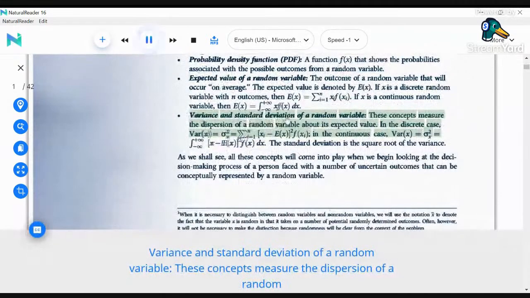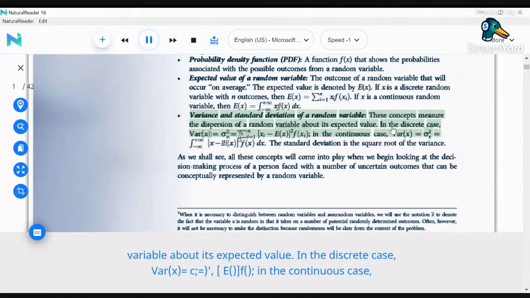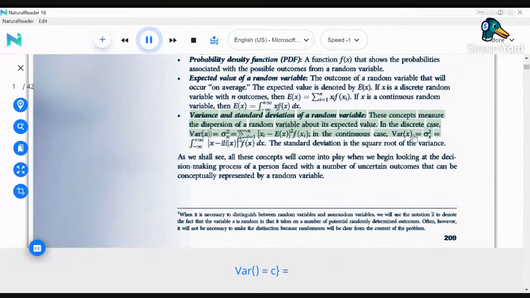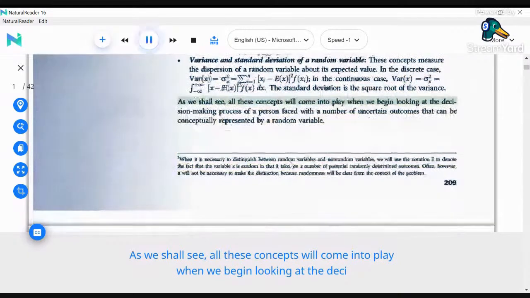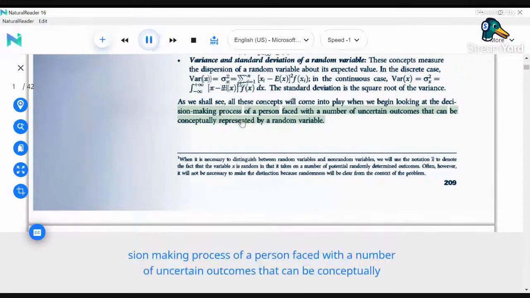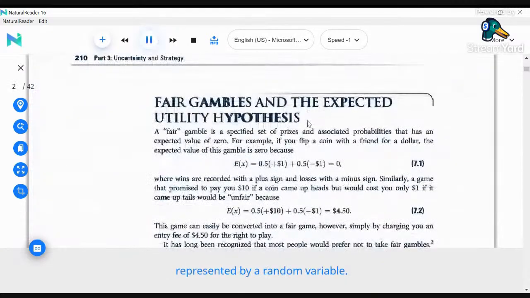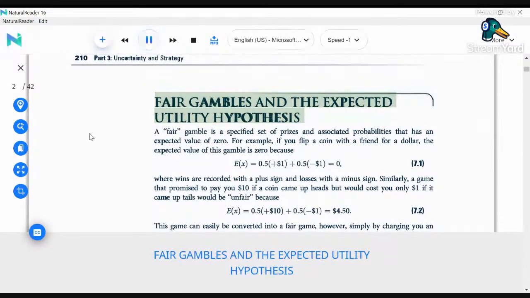Variance and standard deviation of a random variable. These concepts measure the dispersion of a random variable about its expected value. In the discrete case, var(x) equals the sum of (x minus E(x)) squared times f(x). In the continuous case, var(x) equals the integral of (x minus E(x)) squared times f(x) dx. The standard deviation is the square root of the variance. As we shall see, all these concepts will come into play when we begin looking at the decision-making process of a person faced with a number of uncertain outcomes that can be conceptually represented by a random variable. Fair gambles and the expected utility hypothesis.